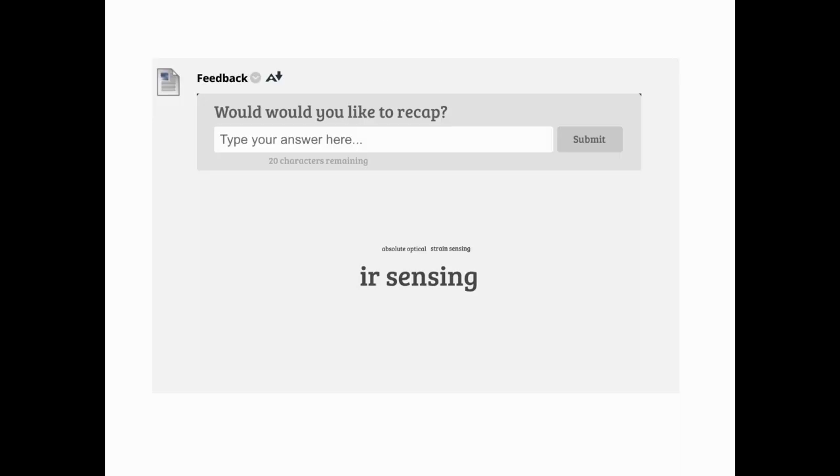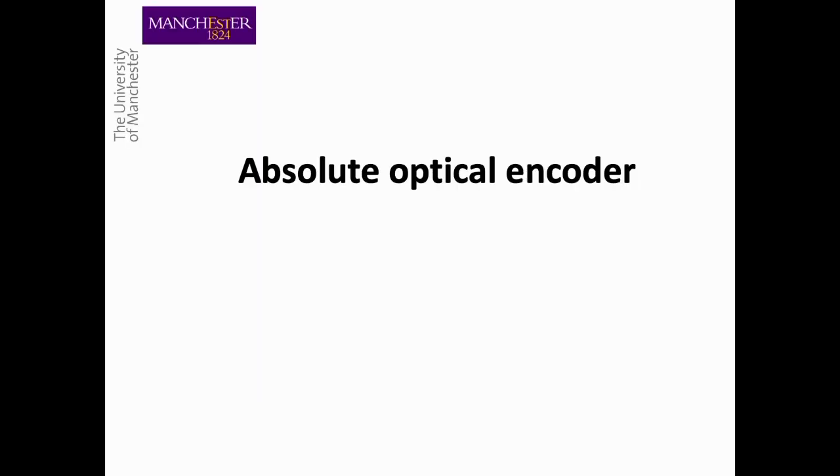So thank you very much for the feedback in terms of what you want to look at. Let's crack on and look at these three things then: absolute optical encoders, strain sensing, and infrared sensing, which a couple of folk have flagged to me as something you want to have a look at.